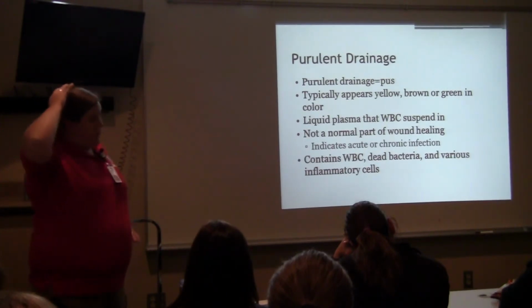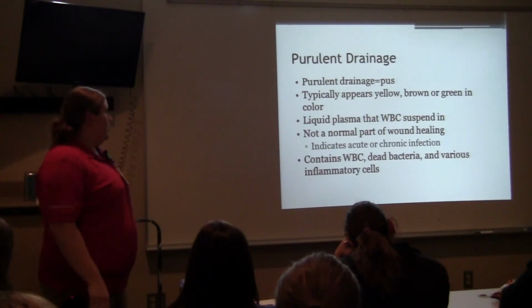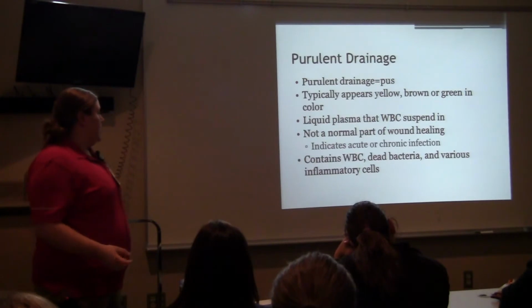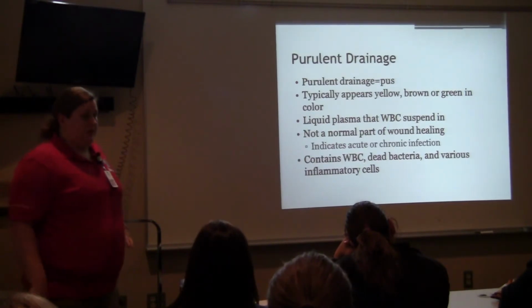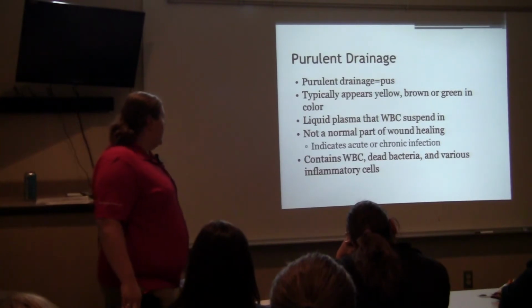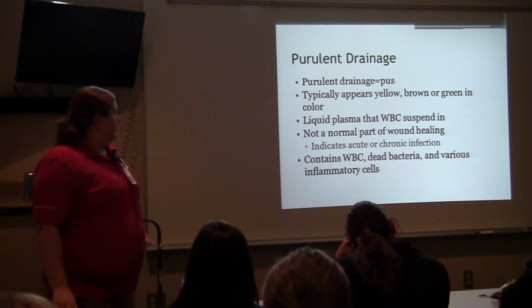Purulent drainage is pus, what we all call pus. It's yellow, it's kind of thick, gross, brown, green. It is actually liquid plasma and white blood cells. It is not a normal part of wound healing. It almost always means that there's an infection, either acute or chronic. We need to probably look at getting a wound culture on that and getting that treated.